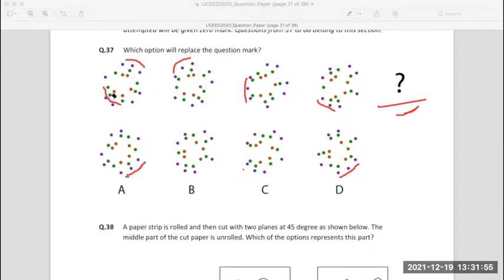Now I will go with the green ones. Just take a different color. It becomes easier to look at it. So green happens here. Then they shift here. Then they shift here. And then they shift here.